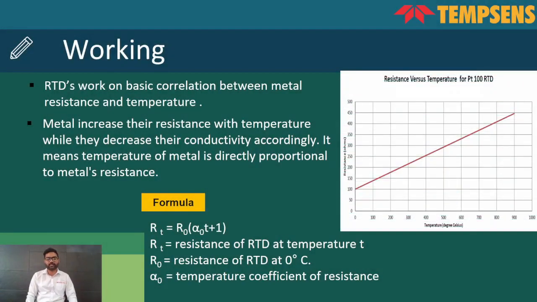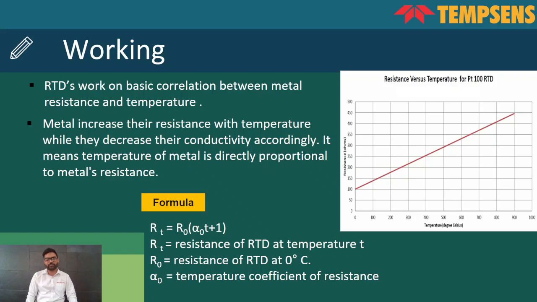Working of RTD. RTD works on basic correlation between metal resistance and temperature. Electric resistance of metal changes with change in temperature. Whenever temperature of metal is increased, its electrical resistance will also increase. That means temperature of metal is directly proportional to metal resistance.